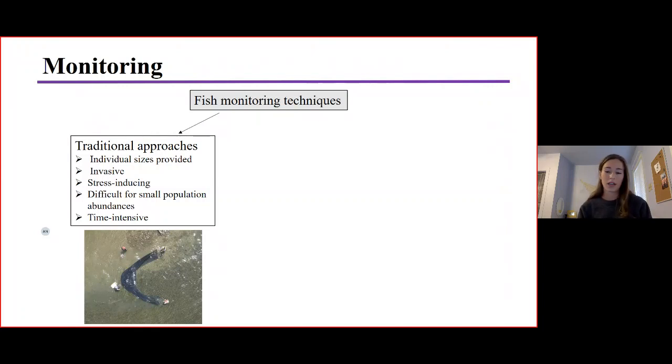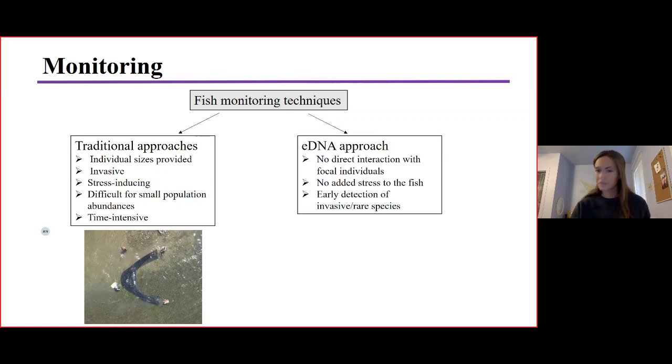You can imagine if you only have a very small population in a set body of water, it's first of all a little bit more difficult to actually capture that small group of individuals. And you also don't want to be inducing more stress or causing anything that could increase the mortality of that population if they're already at very low numbers. It also tends to be a little bit more time intensive just to train researchers to actually go out and do these netting techniques, and also identifying the fish species as you obtain them.